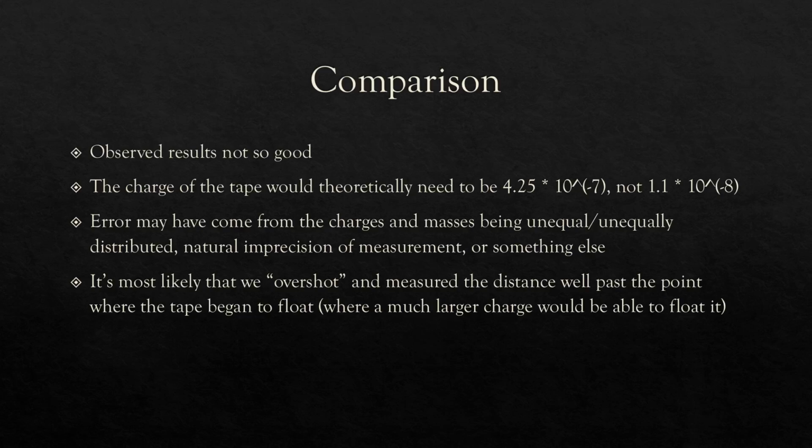The charge that I used after estimating and arbitrarily changing the number after a while was 4.25 times 10 to the negative 7th coulombs, and not the previous number. And this is probably due to a combination of the charges and masses being unequal between the tapes and unequally distributed, and the natural imprecision of measurement. And that's the one I think is really the problem here. I just think we didn't get a good measurement. We were using an old beat-up meter stick that someone was holding in the air. It was shaky. I don't have a whole lot of faith in the strength of that measurement. I think we probably overshot it, and if we had a much more accurate measuring tool and the tape were maybe less rigid, we would have gotten a better number.